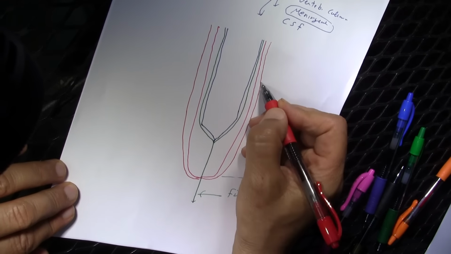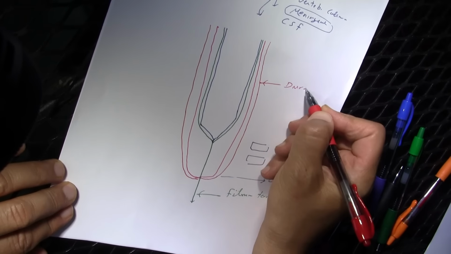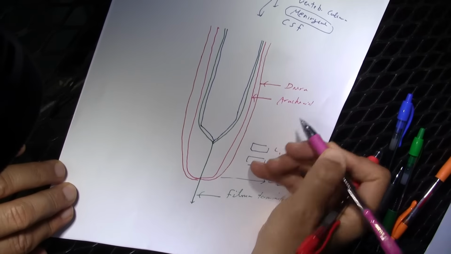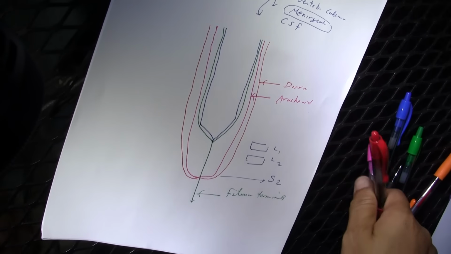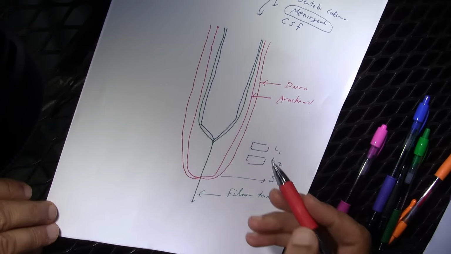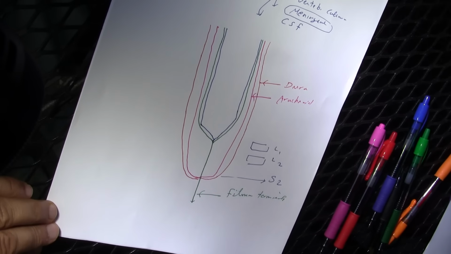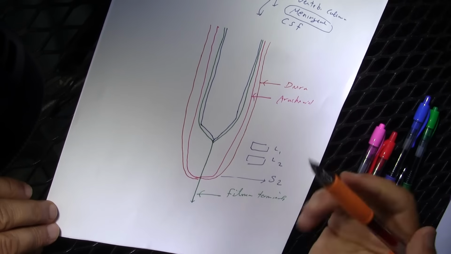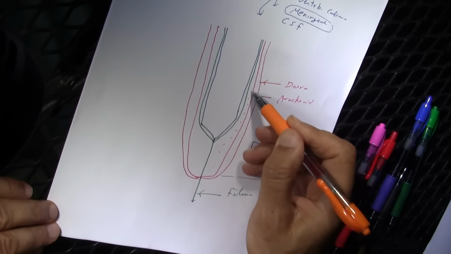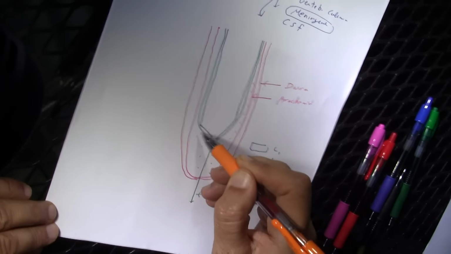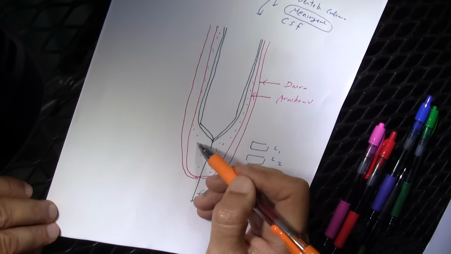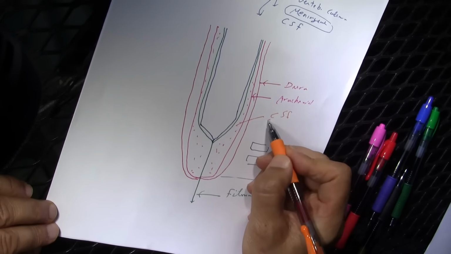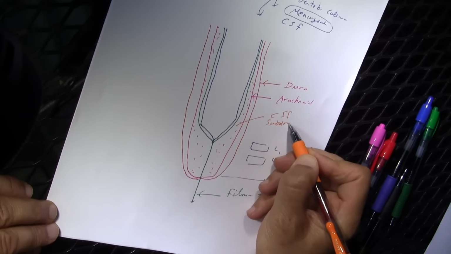So this is the arachnoid, this is the dura, and you have the pia mater. Okay, what is between the pia and arachnoid? You have a fluid. What is the name of this fluid? It is cerebrospinal fluid. So here is the cerebrospinal fluid running between the arachnoid and pia in the subarachnoid space. CSF in the subarachnoid space.